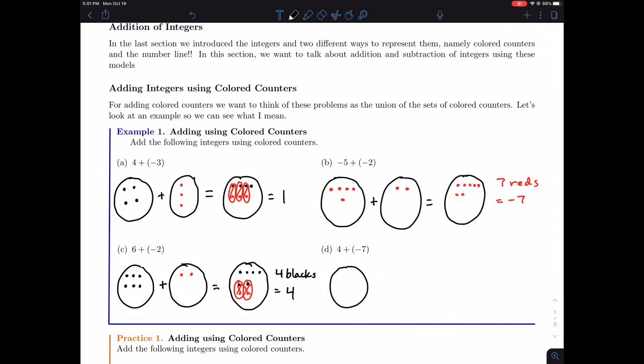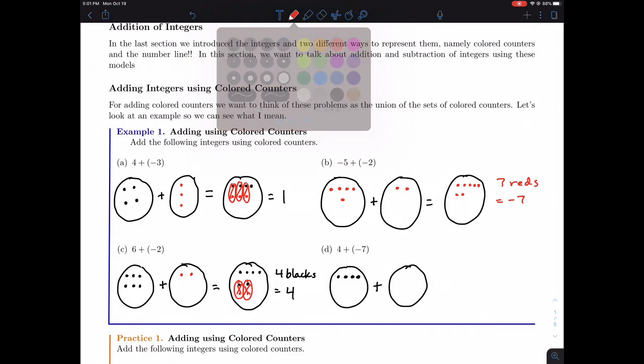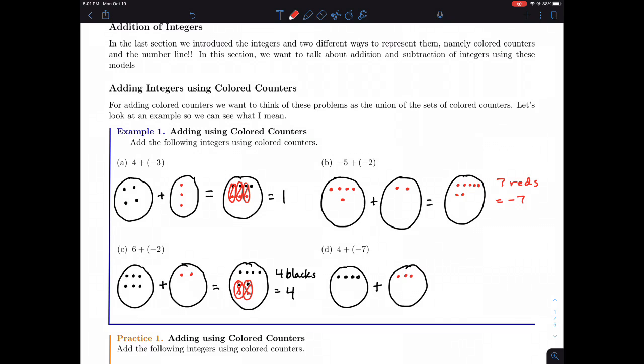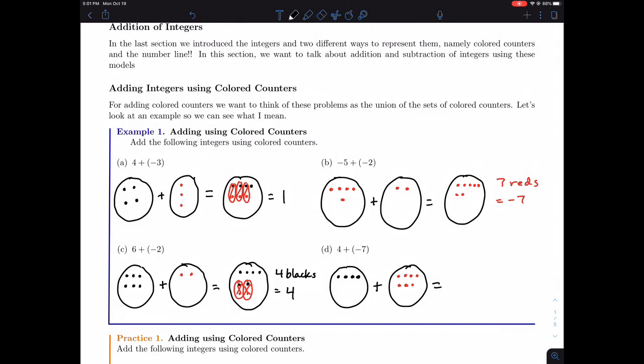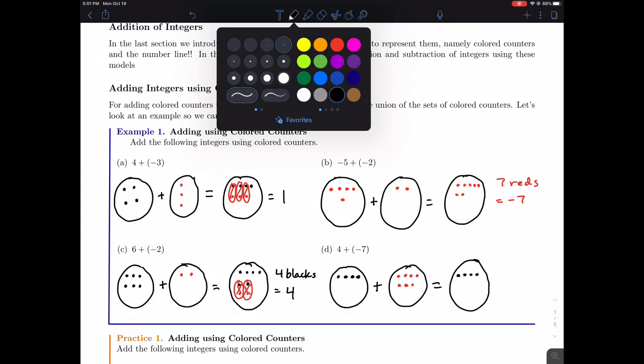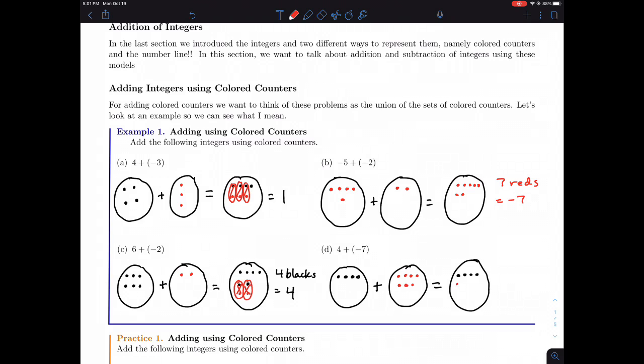So again, let me start off by drawing my sets. I've got 4 black, or 4 positives, so that's going to be 4 blacks in the first circle. Negative 7, which means I need 7 reds in the second circle. And so again, I want to combine these together into a single set. So let me bring my 4 blacks over first, and now bring my 7 red.